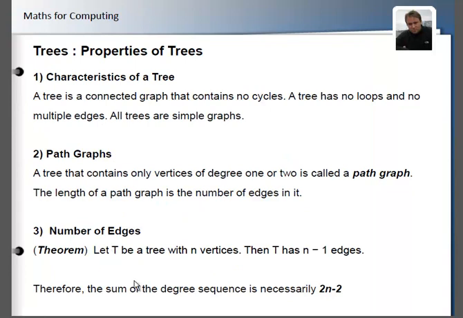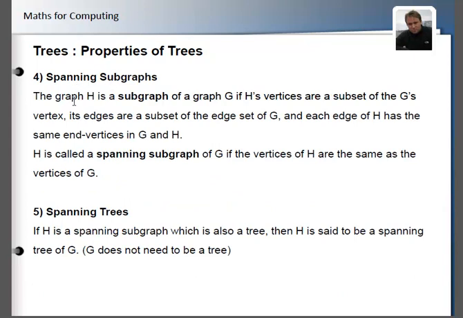Okay, so there's a consequence to this that I haven't introduced: there must be 2 vertices of degree 1 in a tree. Okay. Now, spanning subgraphs.